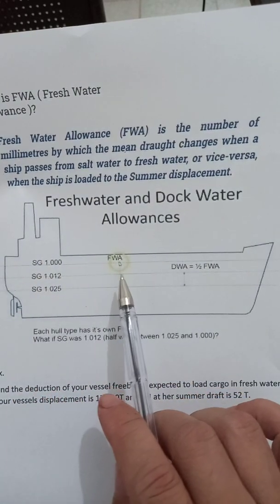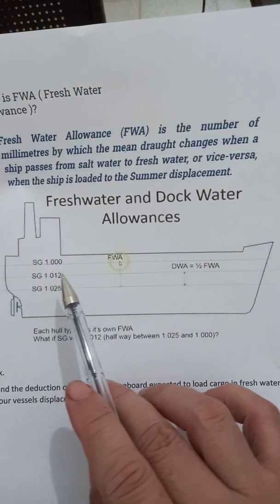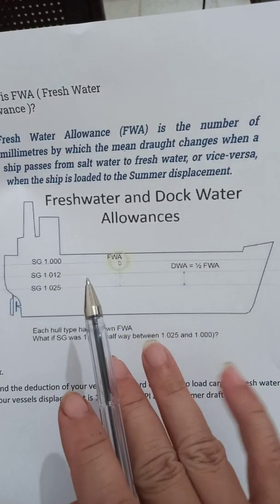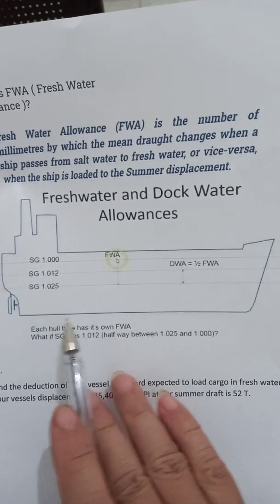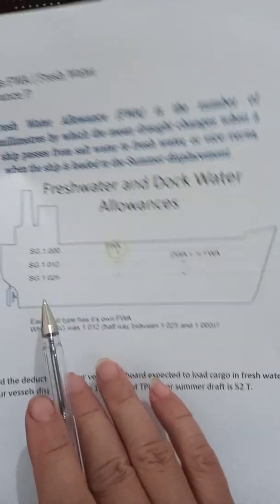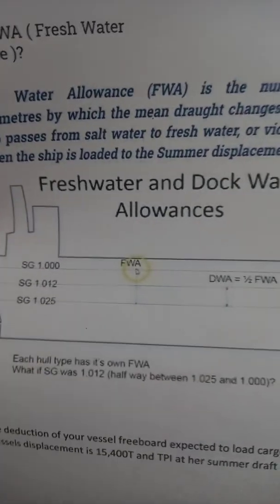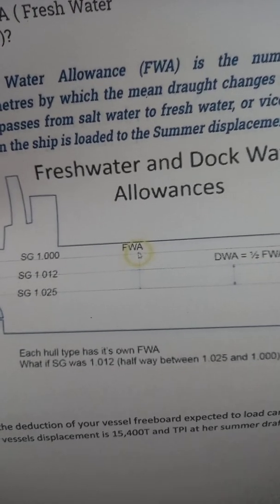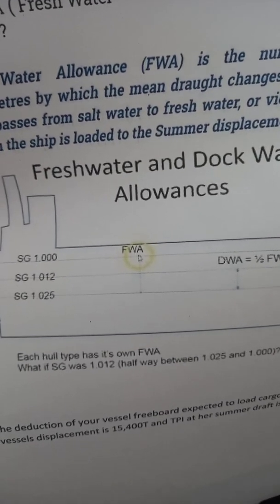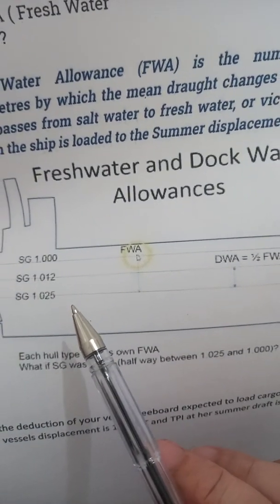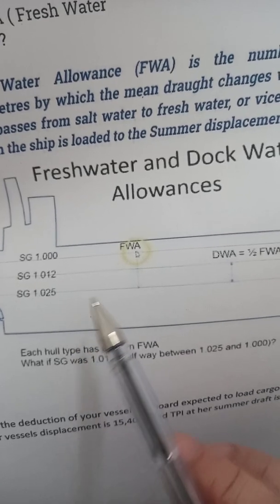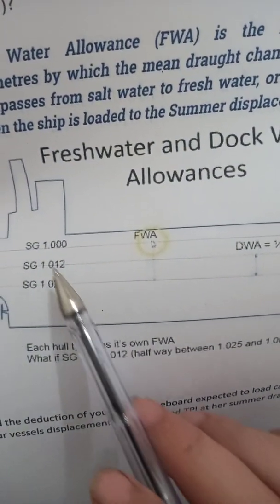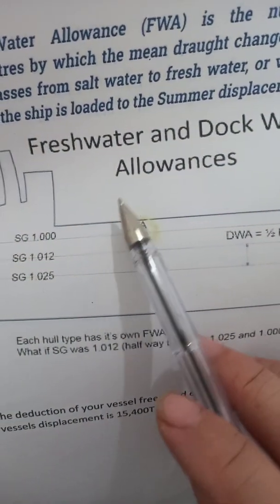So when the vessel is in the fresh water, of course the specific gravity is 1.00, therefore the vessel is submerged. When the vessel is in the salt water, the specific gravity of the salt water is 1.025. So how about if the vessel goes to the brackish water? Brackish water is a mix of salt water and fresh water, therefore we will call that dock water allowance, dock water. So the specific gravity of that is in between the fresh water and the salt water. So this is the dock water.